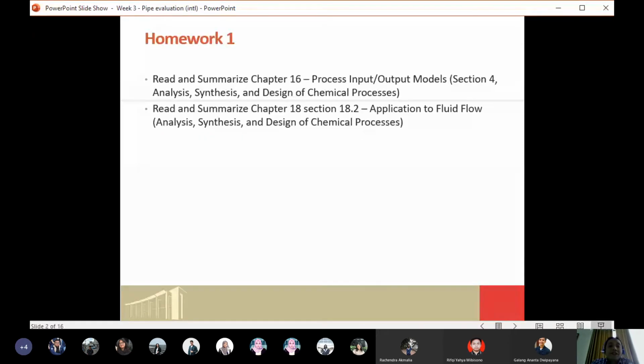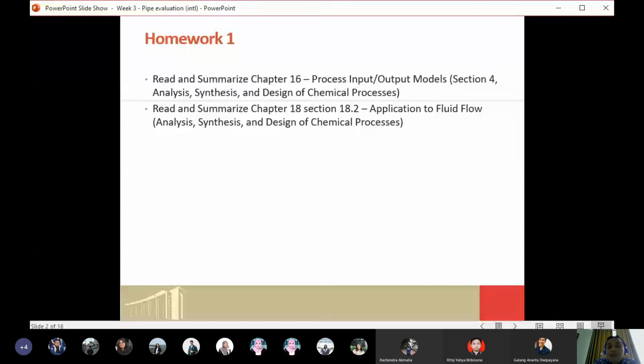And then for the homework, I have given you the first homework. First, read and summarize chapter 16, which deals with the process input and output model. Chapter 16 is located in section 4 of the book by Turton. The title of the book is Analysis, Synthesis, and Design of Chemical Processes. Please go to section number 4 and see chapter 16.